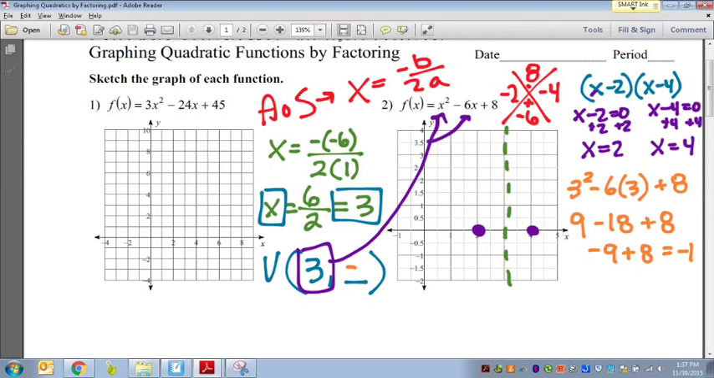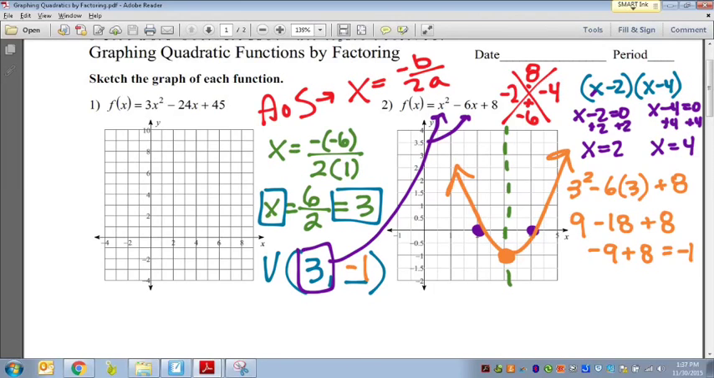So my vertex is at (3, -1), which means it's right here. Here's (3, -1). And then all I have to do is connect the dots from here. And there's my parabola. Now notice that my parabola is a U shape, meaning it's curved. And notice how both ends are going up and out. So both ends need to face the same direction and both be going outwards as well as upwards.